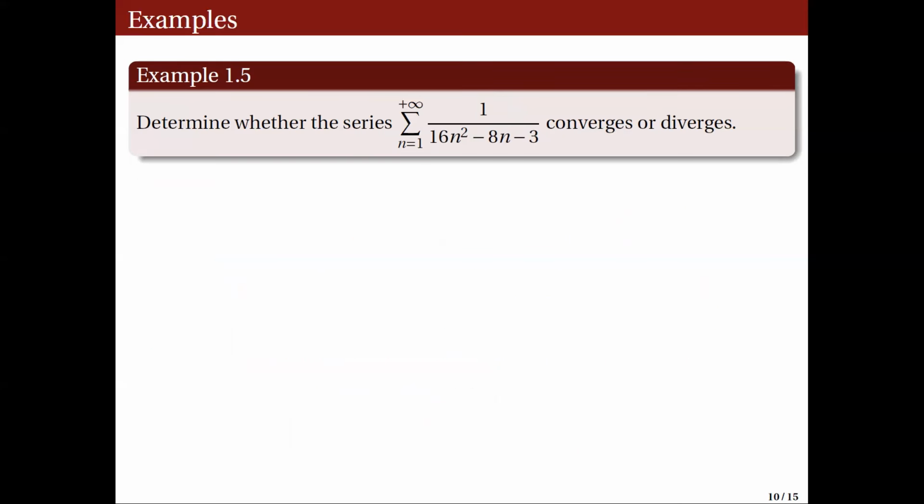So let's now consider the next harder example here. Let's find whether the series given by the sum of 1 over 16n squared minus 8n minus 3 from 1 to infinity converges or diverges.